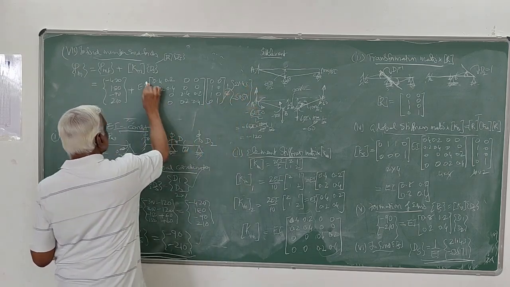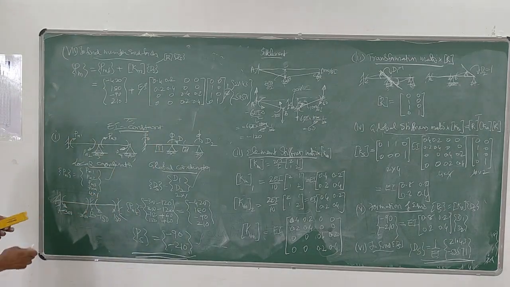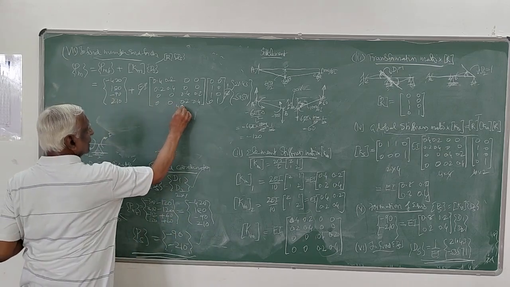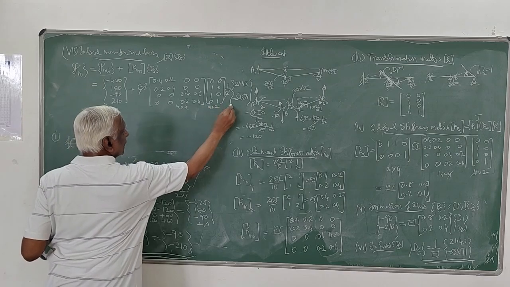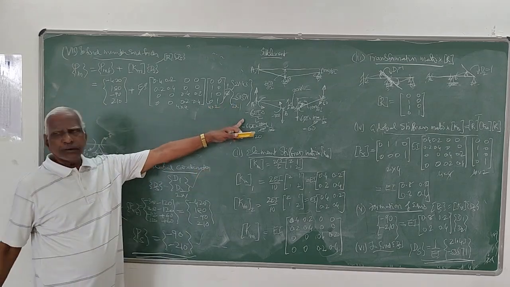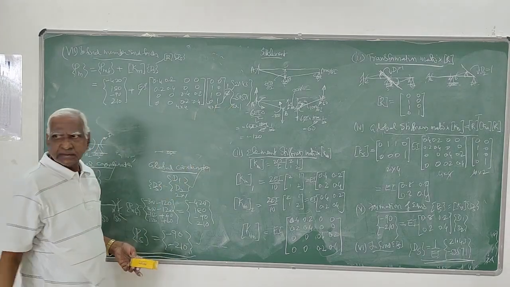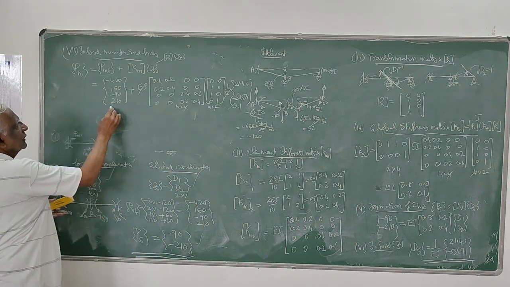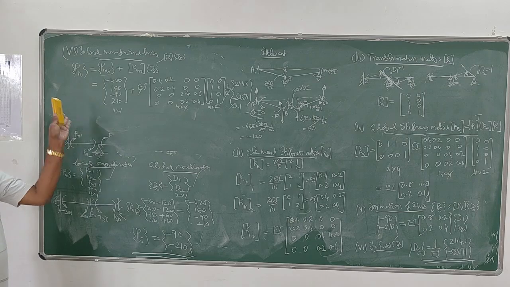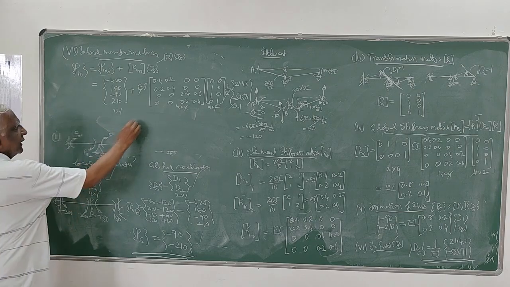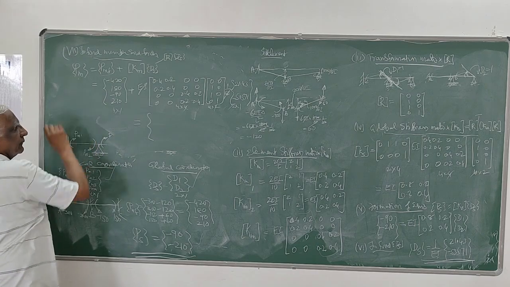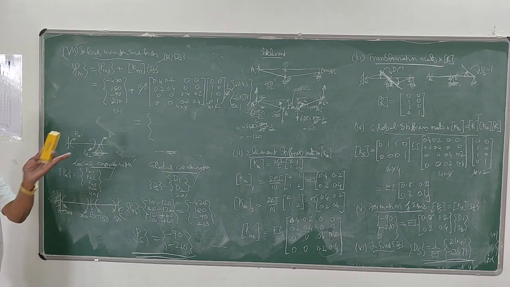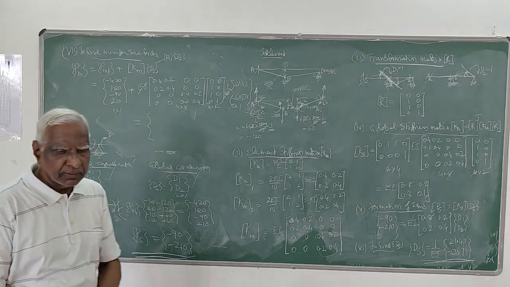So EI cancels. So if you solve this matrix addition and multiplication, of course you check whether the order is okay. This is 2 by 1, 4 by 2 into 2 by 1, it is 4 by 1 matrix. 4 by 1 added to 4 by 1, they are of the same order, so finally you will get this PM, which is nothing but PM1, PM2, PM3, PM4, the end moments, given by the final solution.